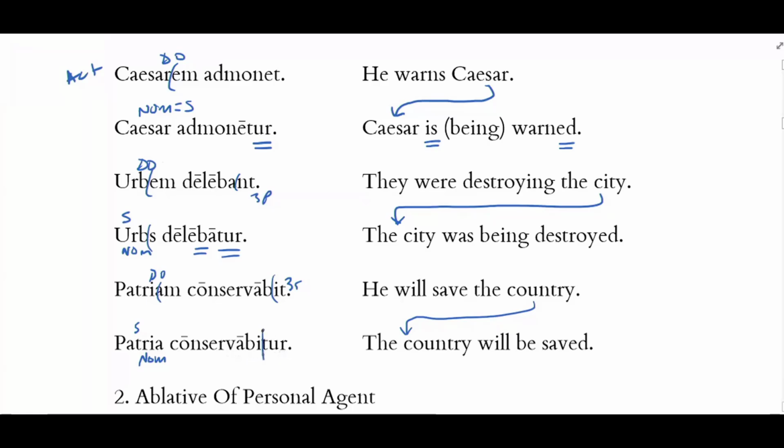conservabitur, this tur ending is third singular because the subject is singular, right? But it's passive. And the bi tells me it's future passive. Okay? So the country will be saved. So you'll notice that in these three sentences that are passive, I have not specified the agent of the action, just who's being affected. Caesar is warned, but I'm not telling you who's doing the warning, right? The city was being destroyed, but I'm not telling you who the agent of that destroying activity is. I'm just telling you who the patient is.